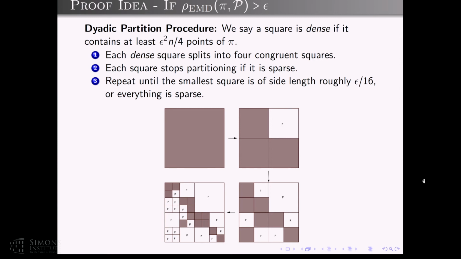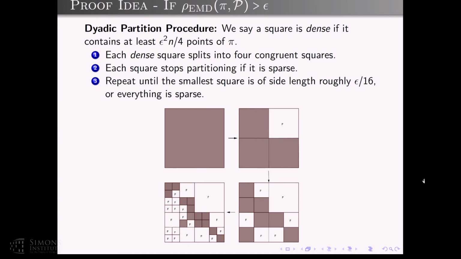So the dense square splits into 4 squares. Each time I have a dense square, it splits into 4 congruent squares. For the smaller squares, we again count the number of points of the original permutation in those squares. And there are 2 things that can happen. Either the small square becomes dense, or the small square becomes sparse. If the small square is sparse, then it stays sparse. It doesn't move anymore, so it becomes frozen. But if the square is dense, it continues splitting.